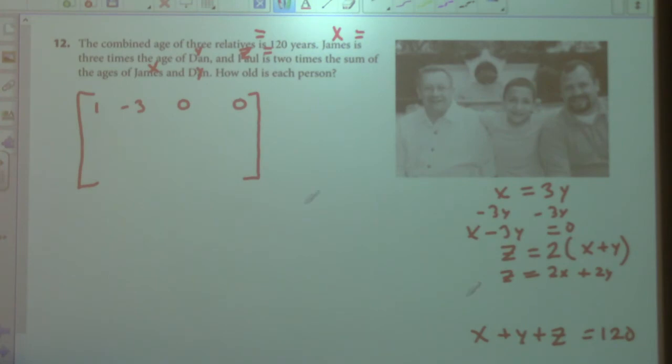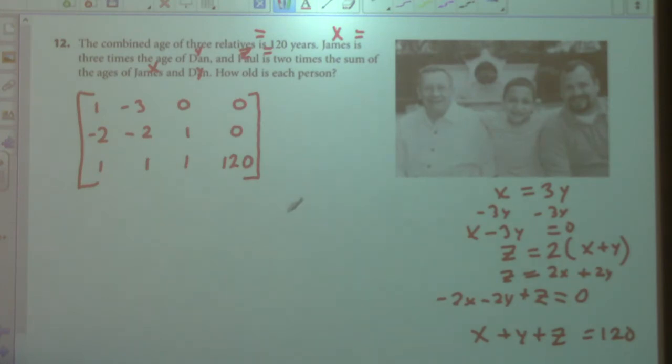So we can rewrite the equation as negative 2x minus 2y plus z is equal to 0. And so we can write it up here as negative 2, 1, 0. And finally, the last one we can write is 1x plus 1y plus 1z equals 120. So we have that. So that is our augmented matrix.